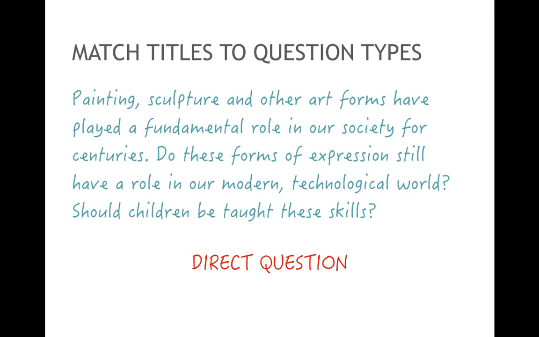So in this type of question, you need to write a paragraph about each question, addressing each direct question. So in this case, you'll write one paragraph about do painting, sculptures, and other art forms still have a role in our modern technological world? So that should be one paragraph. Another paragraph should be, should children be taught these skills? If you don't write about any of these direct questions, you will lose marks for task achievement.